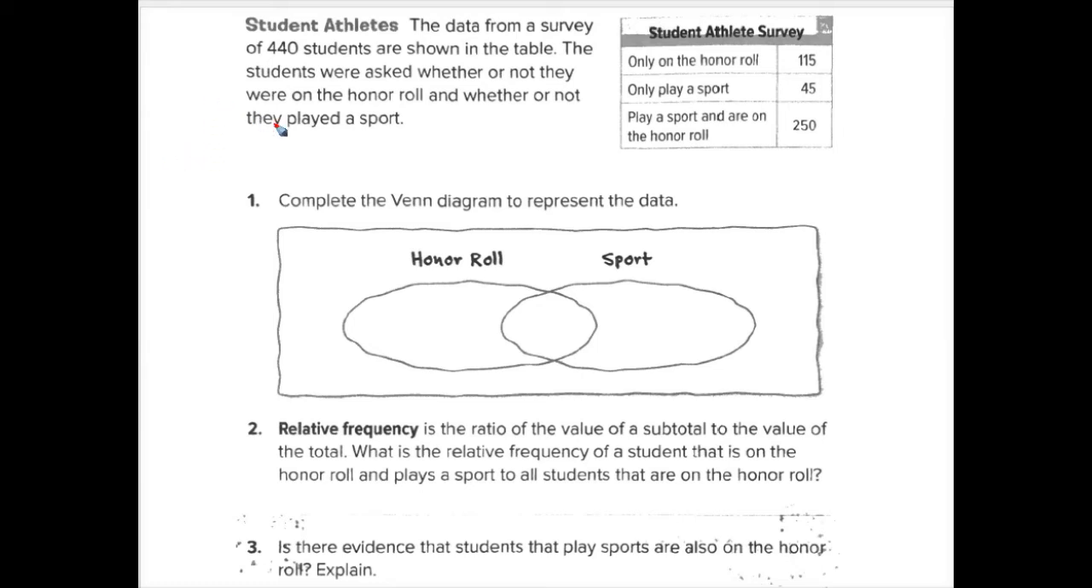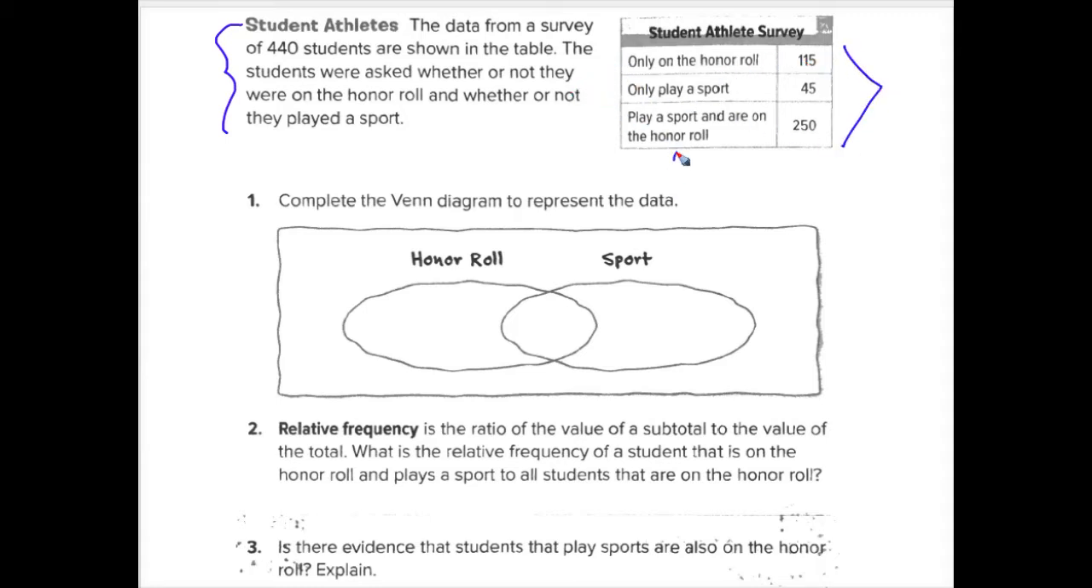Okay, so we're taking a look at our two-way table worksheet. Let's look at our first example together, student athletes. The data from a survey of 440 students are shown in the table. The students were asked whether or not they were on the honor roll and whether or not they played a sport. So here's our table of information right here.